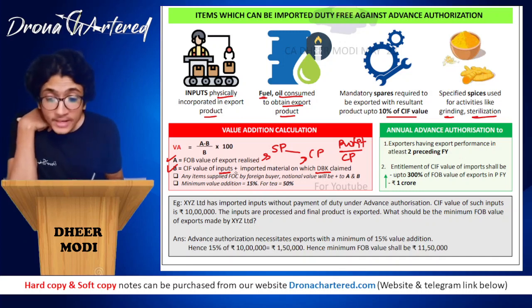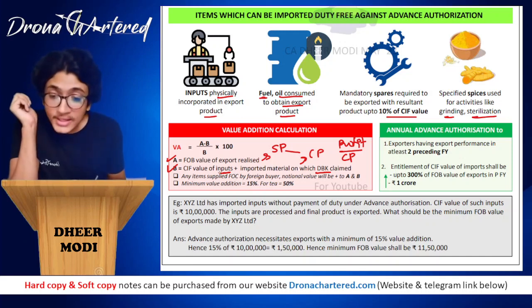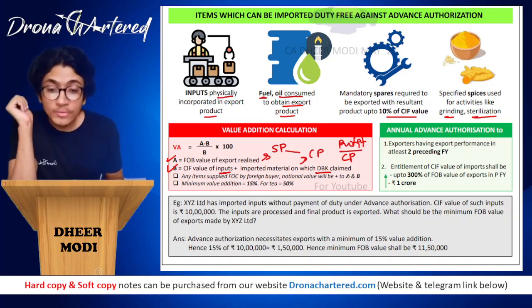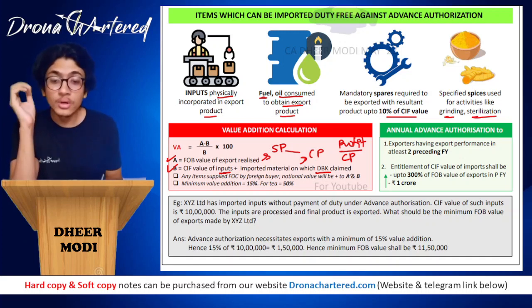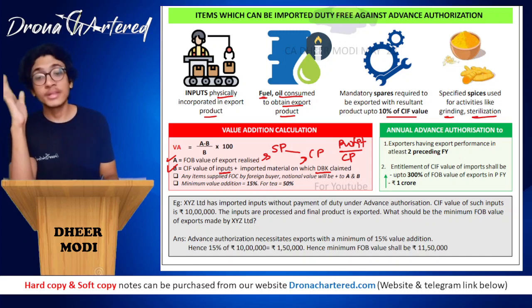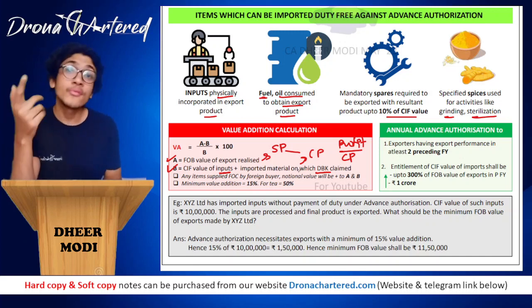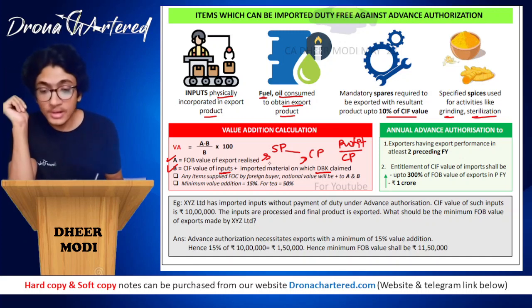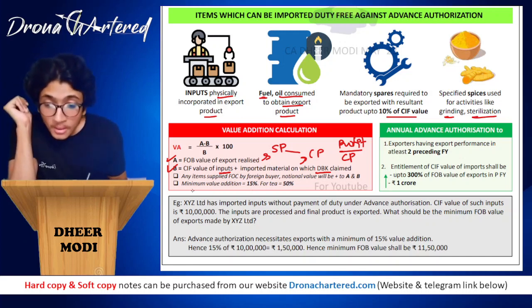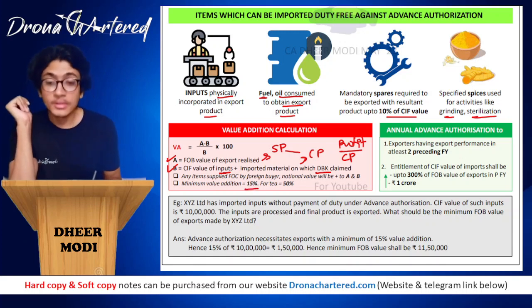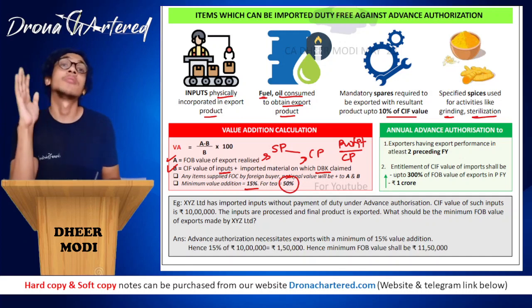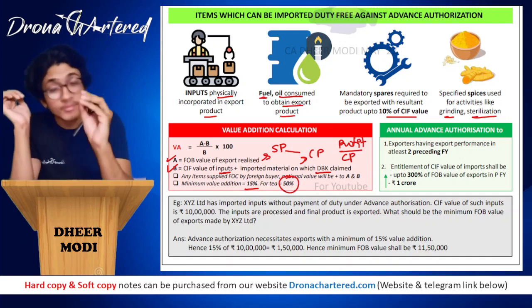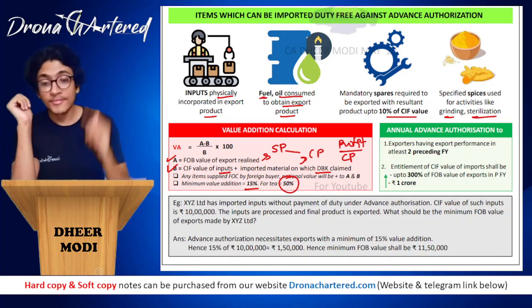Any item supplied free of cost, FOC is free of cost. So any item supplied free of cost by foreign buyer, nominal value will be added to your A and B. So if anything has been given free of cost by the foreign buyer, a notional amount will be added. Minimum value addition is 15%. However, for 40 minimum value addition will be 50%. Okay, so usually it is 15%, but for 40 it is 50%.